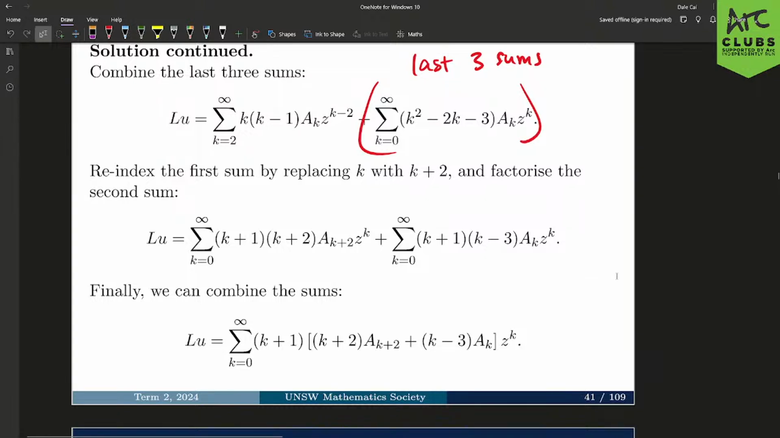Okay, and now we can reindex the first sum. The point is, if you sub in 2 into here, it's going to start from z to the 0 anyway. And we want it to start from k is equal to 0. So what we do is we replace every k with a k plus 2. So k minus 1 becomes k plus 1, this becomes k plus 2, and the lower bound is now k plus 2 equals 2, which means k is equal to 0. And then we combine the 2 sums and you get this.